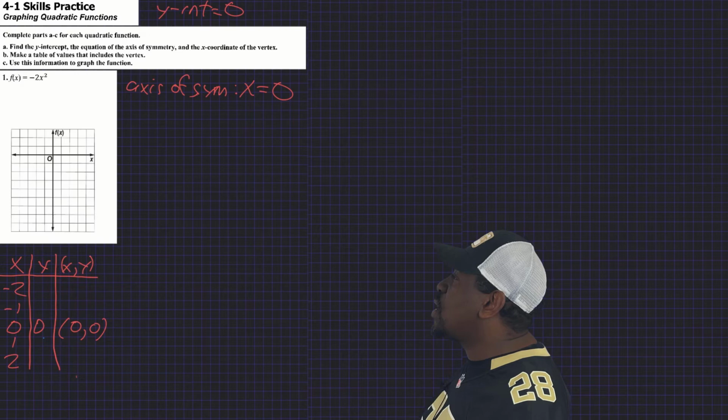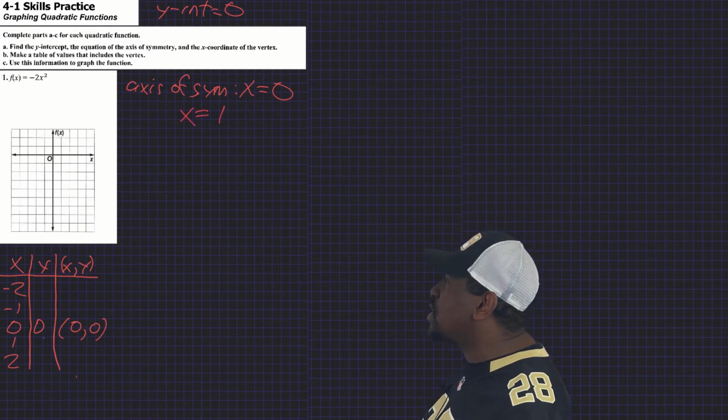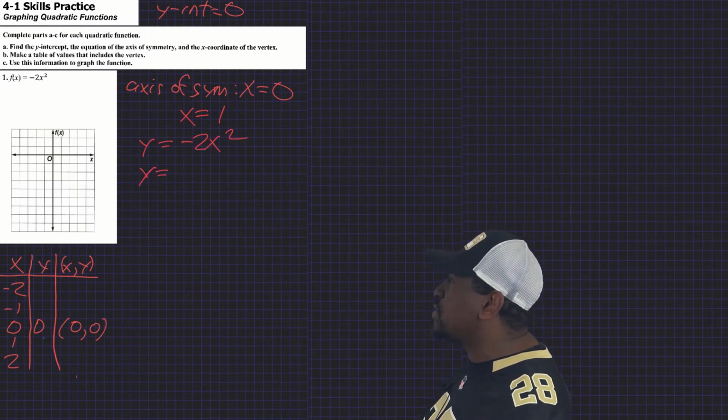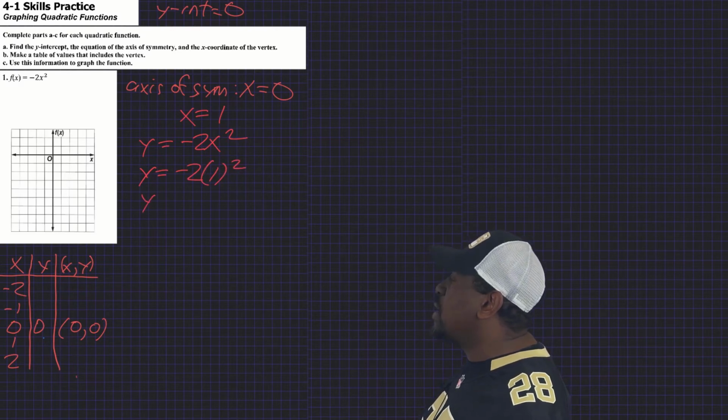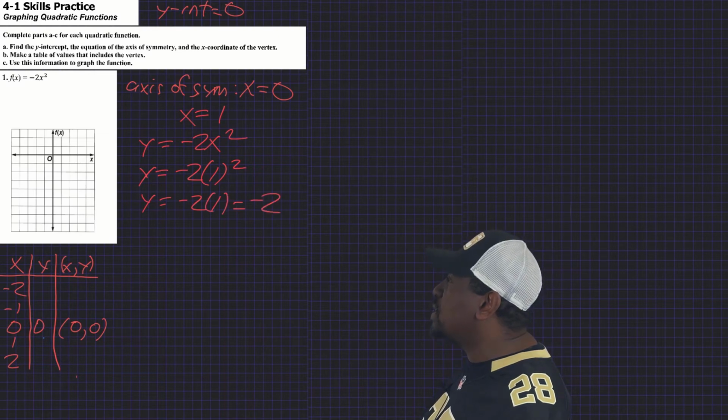So while we're doing that, we want to make sure we have all our stuff. Here we go. So the value of 1 is the next value we will pick for x. We write our equation, negative 2x squared. Where x is, we will substitute 1. And now we use order of operations. 1 squared is equal to 1, and negative 2 times 1 will be negative 2. So now, when x is 1, y equals negative 2. So our next ordered pair will be 1, negative 2.